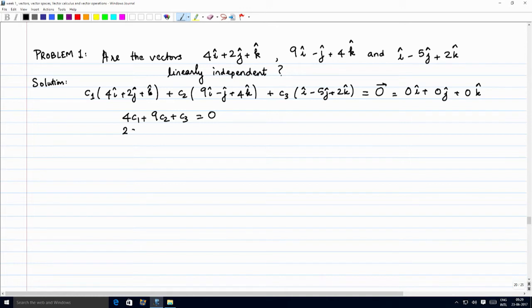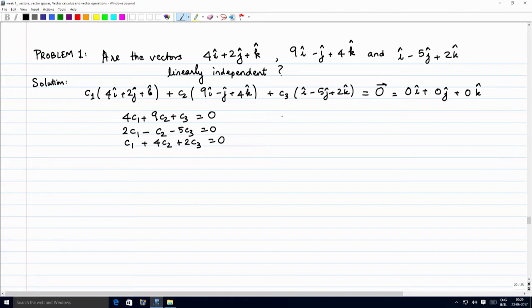equation will look like 2 C1 minus C2, and then you have minus 5 C3, equal to 0, and the k component will look like C1 plus 4 C2 plus 2 C3 equal to 0. So, I have 3 equations and 3 unknowns and the question is, can we solve?